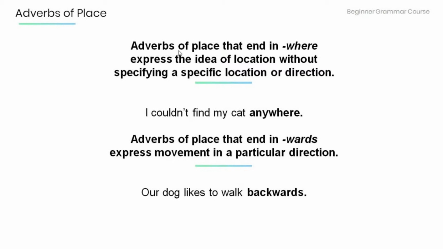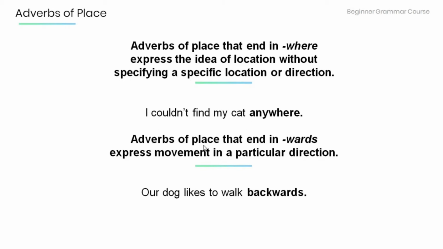Now the adverbs of place that end in where express the idea of location without specifying a specific location or direction. Have a look at the example below. I couldn't find my cat anywhere. The adverb of place anywhere expresses the idea of location, but it does not specify a specific location or direction.